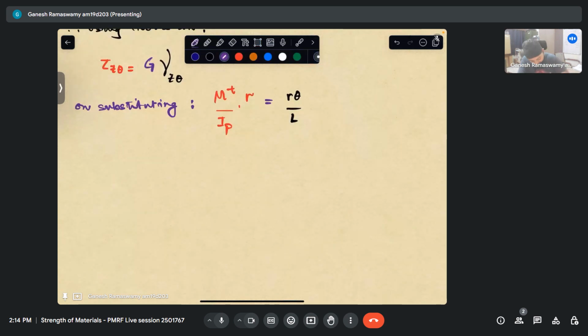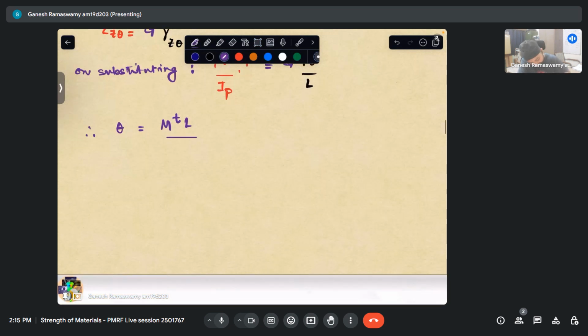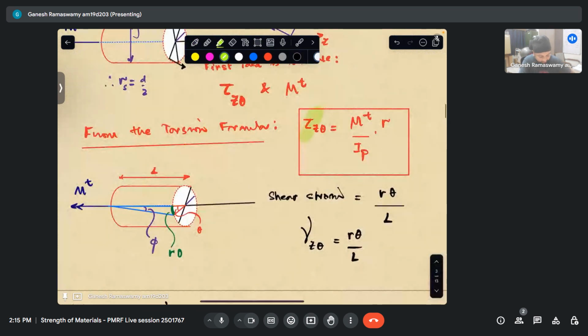So therefore, the twist that the cross section is undergoing can be written as mt L by, I'm sorry, I forgot the G here. The G would come here. So this will be mt L by G IP. So this is another result we have got. This is one of the results we have got.